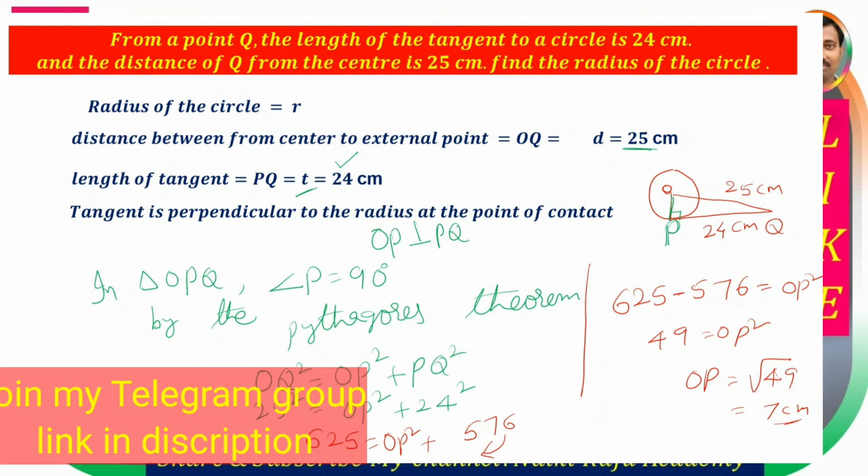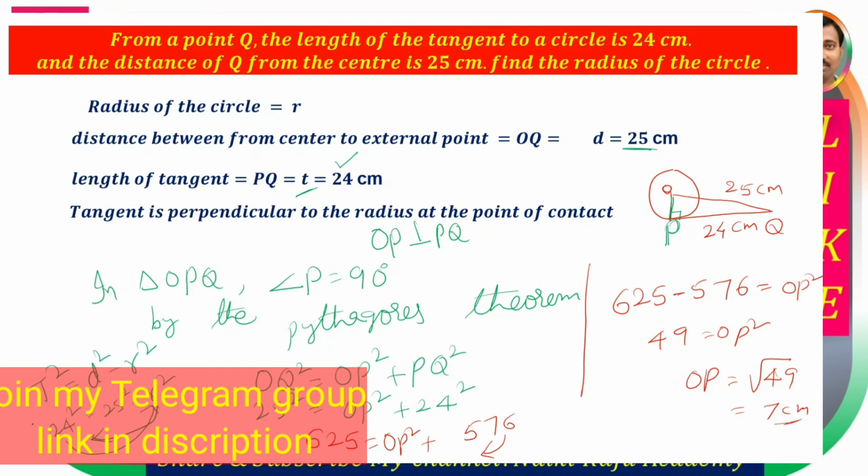Here observe the easy method for entrance or objective type. Same one: T square equals D square minus R square. Here T square is the length of the tangent, 24 square. D square is 25 square. Radius is not given, so minus R square is transposed to the left side, and 24 square is transposed to the right side.